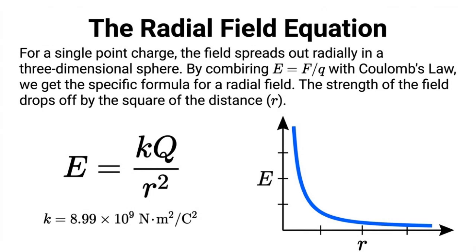When you combine the relationship of electric field as force over charge with Coulomb's law, it gives a formula showing that the electric field strength decreases with the square of the distance from the charge. This means the further you move away, the weaker the field becomes, following an inverse square law. Mathematically, the field strength E equals a constant K times the charge Q divided by the distance r squared. The constant K is a well-known value in physics that helps quantify this relationship.